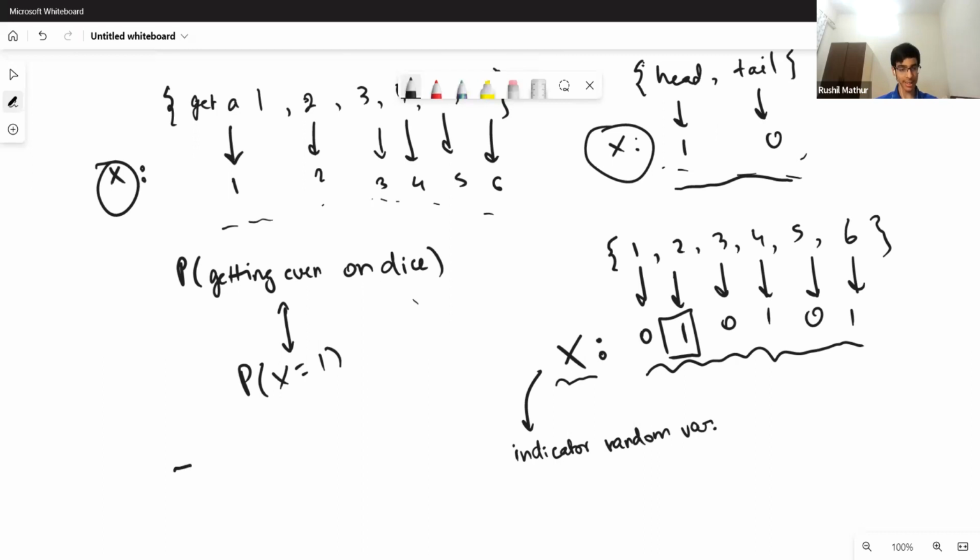And now we define the expected value. So the expected value of a random variable X is basically, in some sense, its average value, right? So here, there is a 50% chance that it's going to be a 1 and 50% chance that it's going to be a 0. So if you keep doing this, you'll realize that on average, my answer is going to be half.